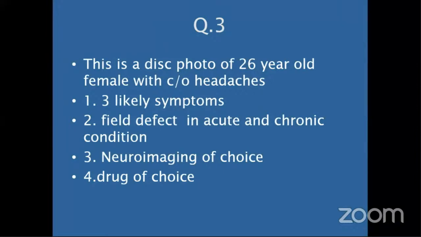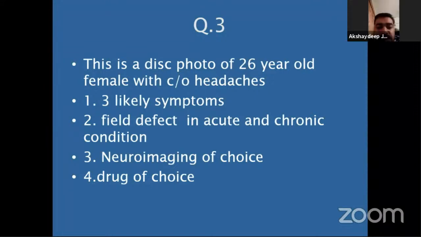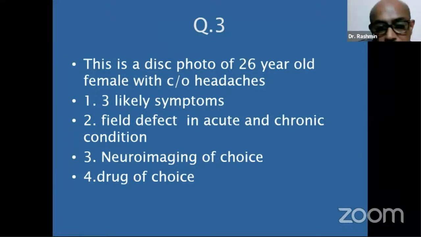So the three likely symptoms, there will be headache, and associated with the headache, nausea, vomiting will be associated with the severe headache. And so there will be, all right, we'll come back to that. Field defect in acute and chronic condition. So the picture basically shows idiopathic intracranial hypertension. Okay, neuroimaging of choice.